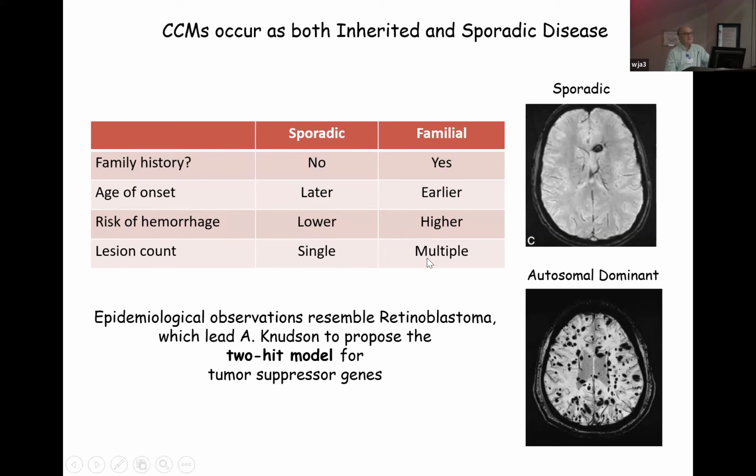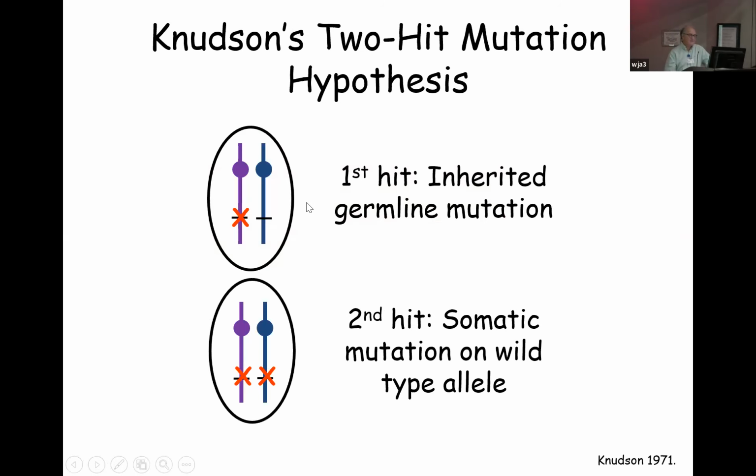And we have patients in our larger data. I'm part of the Brain Vascular Malformations Consortium. They have patients with well over 100 of these on MRI. And this idea of the sporadic cases having a single solitary lesion and the inherited cases having multiple lesions is the same epidemiological presentation of retinoblastoma that led Knudson to propose the two-hit model for tumor suppressor genes. So this is back in the 70s, but I'll just remind you about this.